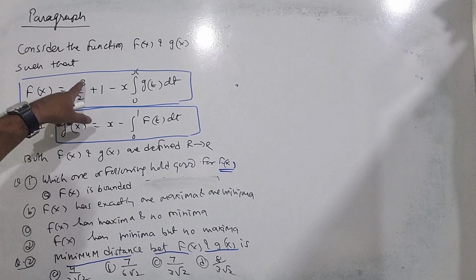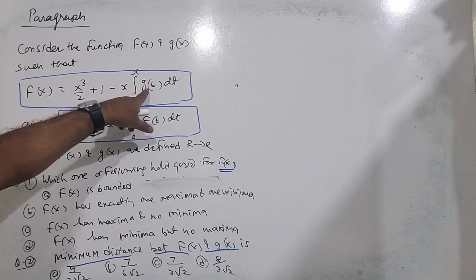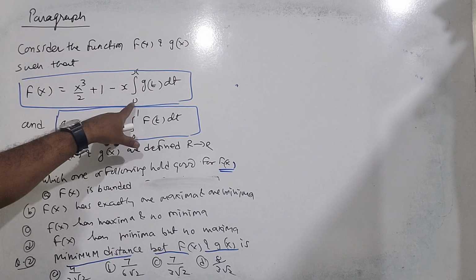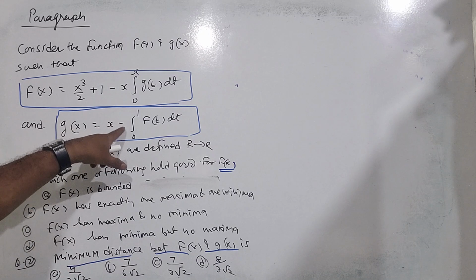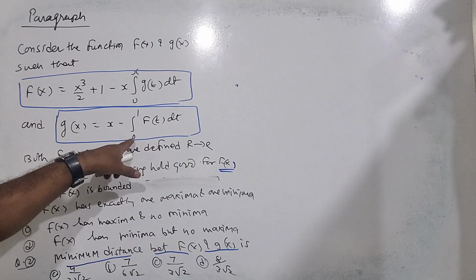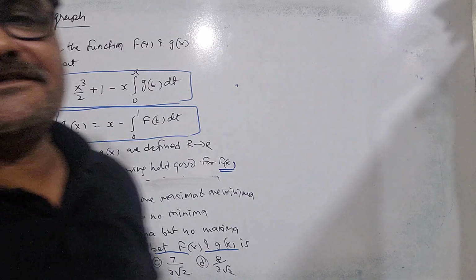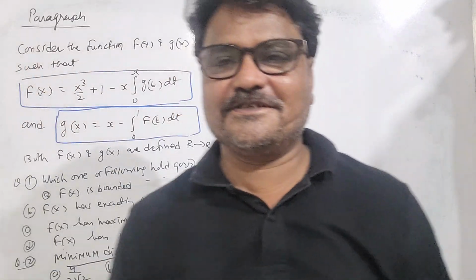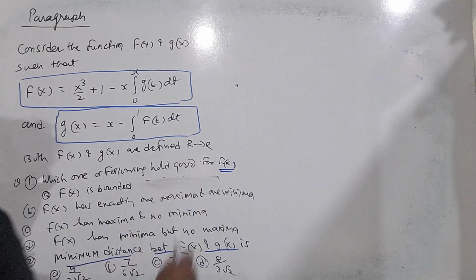f(x) is given as x cube by 2 plus 1 minus x into the integration of g(t) dt, limit is 0 to x. And g(x) is given as x minus the integration of f(t) dt with the limit 0 to 1. So f(x) and g(x) are given. Definite integration is also there. f(x) and g(x) both are defined from R to R.